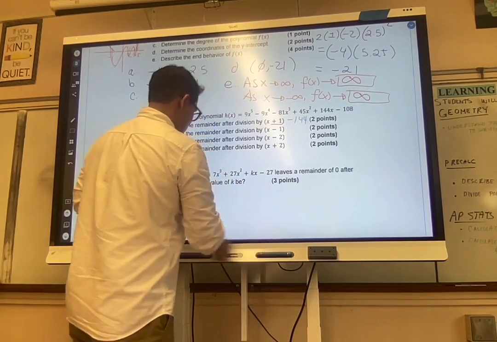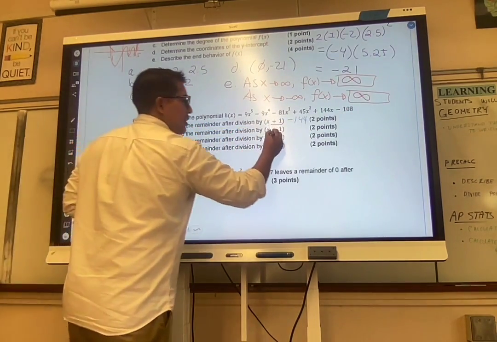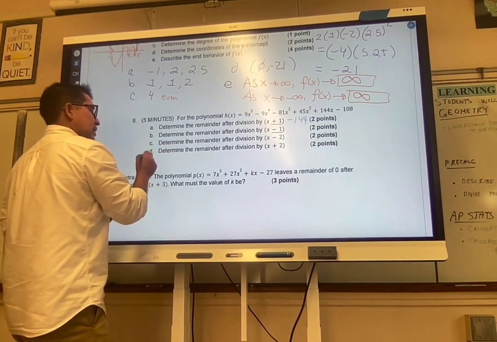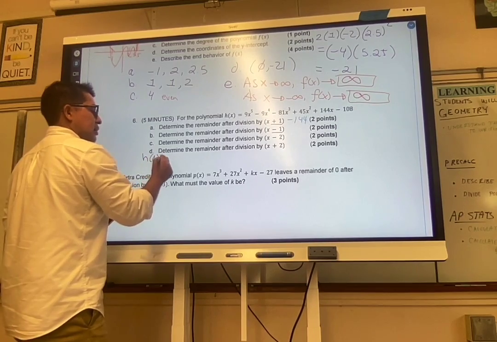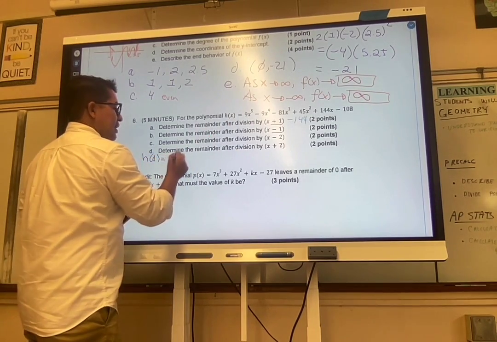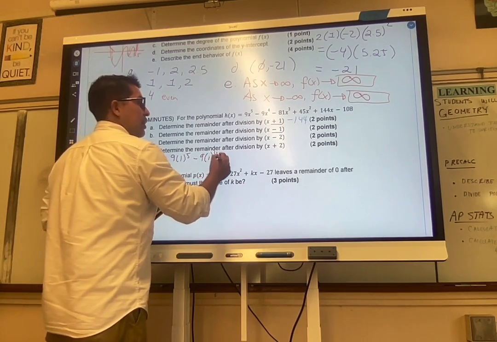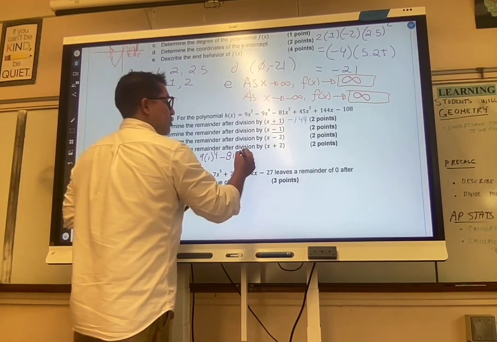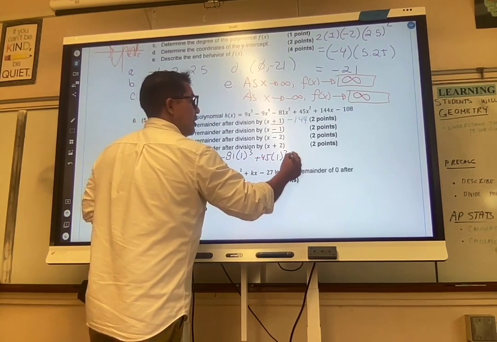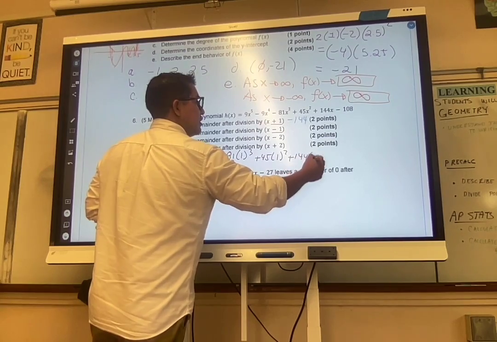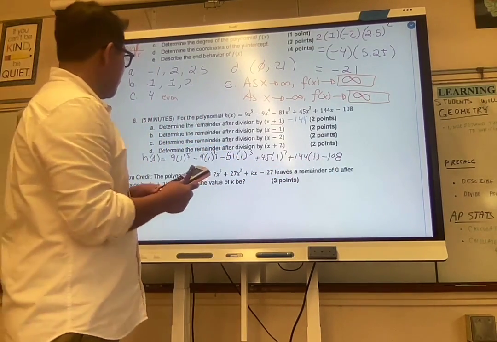So again, to do part B, we take our same polynomial, but this time we're plugging in the opposite of minus 1, which is plus 1. So we've got to figure out what is h of positive 1. That's going to be 9 times 1 to the 5th power minus 9 times 1 to the 4th minus 81 times 1 to the 3rd power plus 45 times 1 squared plus 144 times 1 minus 108. Okay, go ahead and do that.